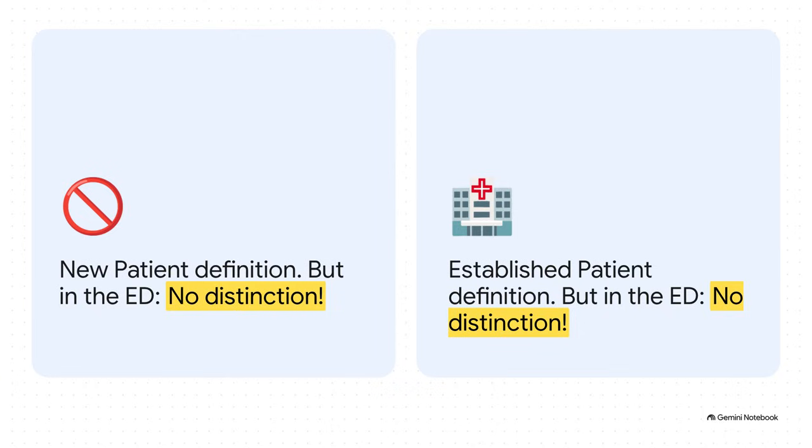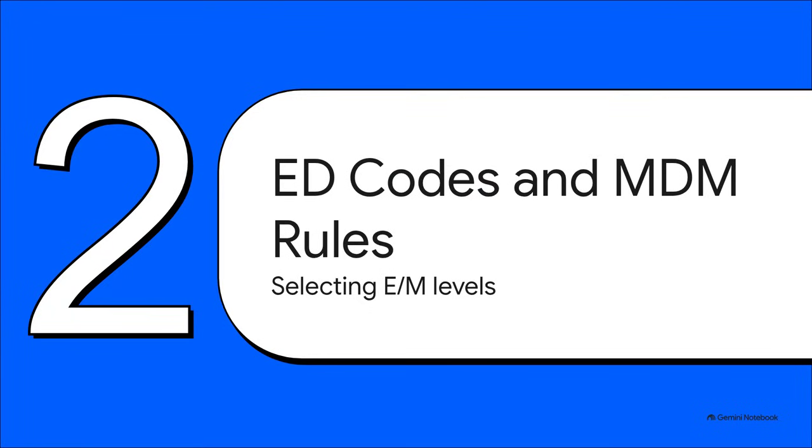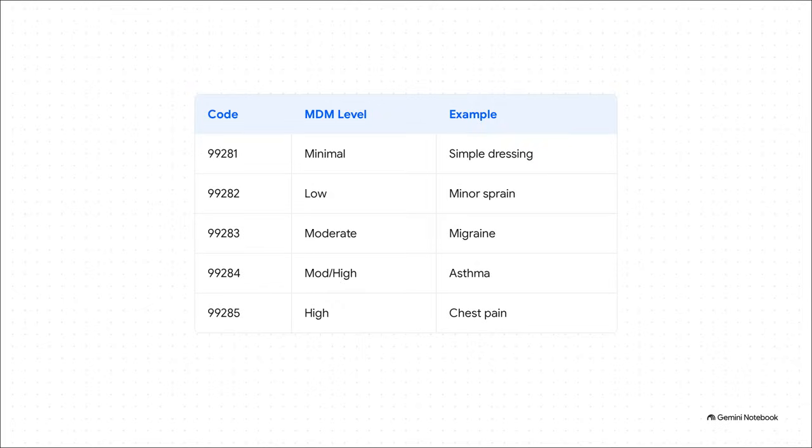Moving on to Section 2, ED codes and MDM rules. Now that we're securely inside the ED, how do we actually pick the right codes? As we can see, ED services range from codes 99281 all the way up to 99285. Now, 99281 is a bit of an outlier. It represents minimal complexity and might not even need a physician or qualified healthcare professional at all. Think of a simple dressing change or clinical staff triage.